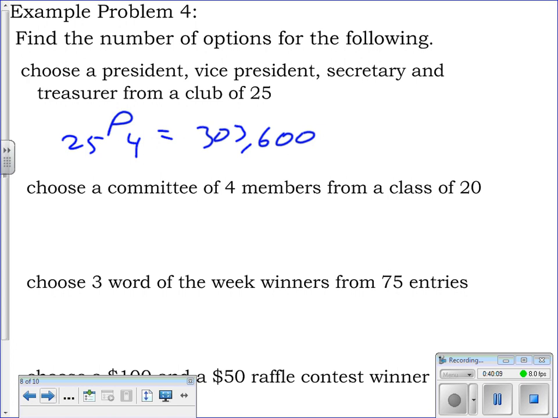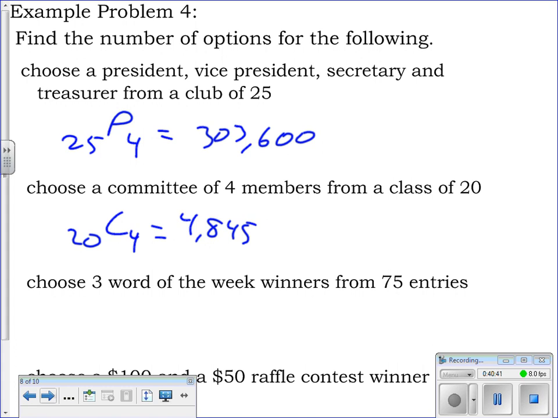Choosing committee members of four from a class of 20. Does order matter? No, they all have the same responsibility if you're on a committee. How many am I picking? How many am I choosing from? What's my pool? 20 people. And I'm choosing a combination of four at a time. And it's considerably less: 4,845 different possible committees from 20 people. So it's a whole lot less because order doesn't matter.